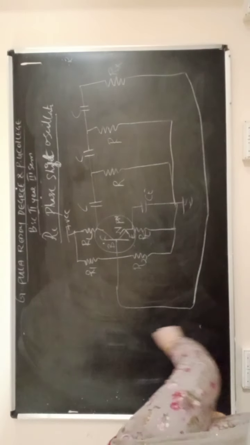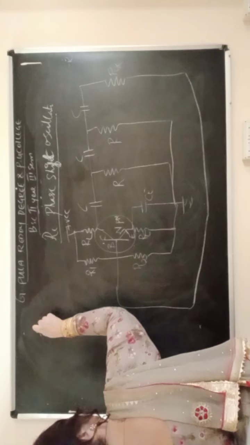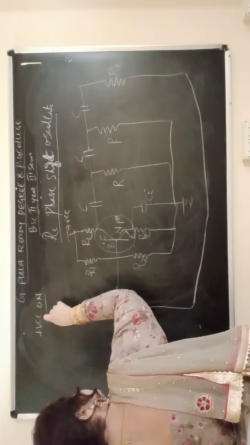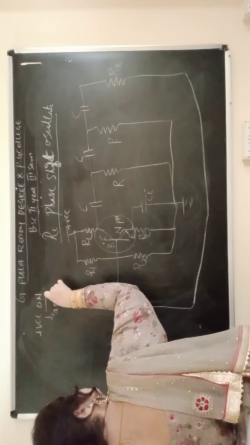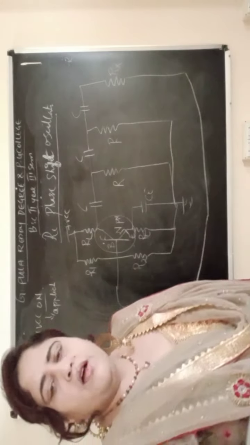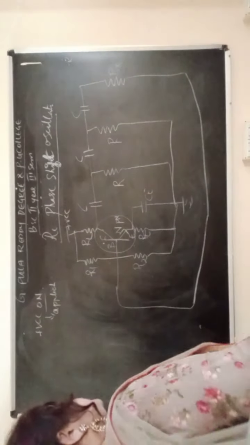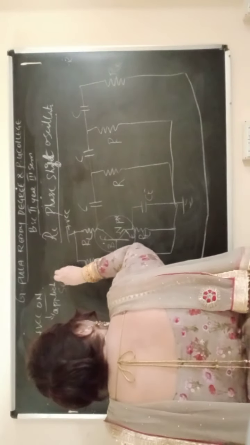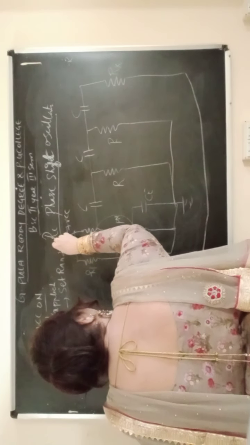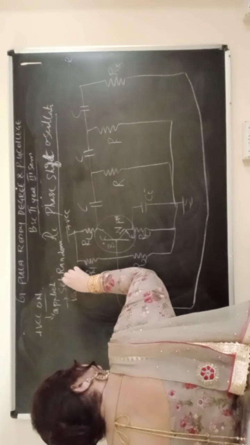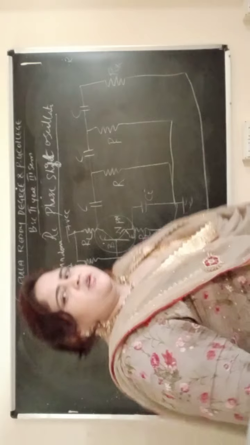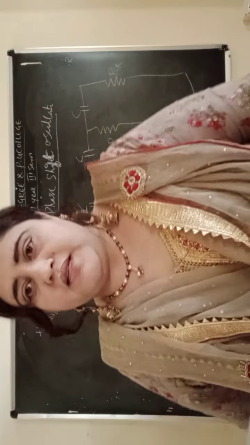Now when VCC is on, or when power supply is applied, the circuit is set into random variations.